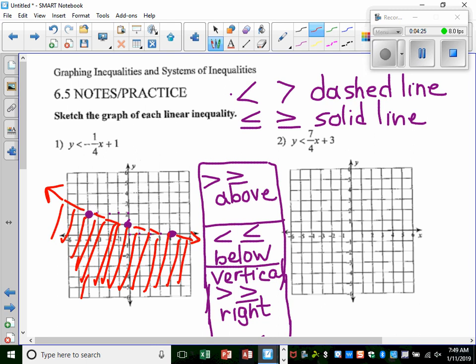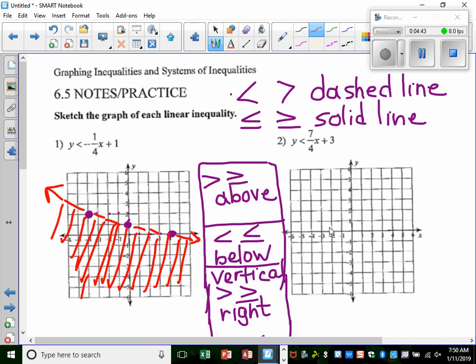And that's it. So the good thing is you already know how to graph. The only thing you have to pay close attention to is whether it's a solid or dashed line and whether you shade above or below.